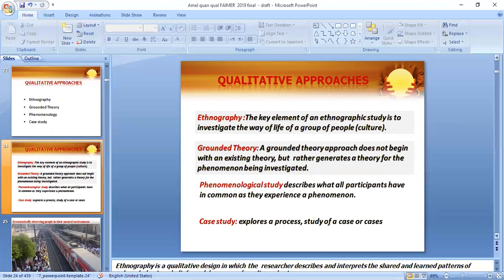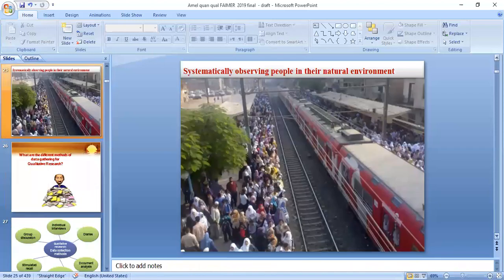A phenomenological study describes what all participants have in common as they experience a phenomenon. A case study explores a process, a study, or a case. For example, qualitative research is systematically observing people in their natural life.